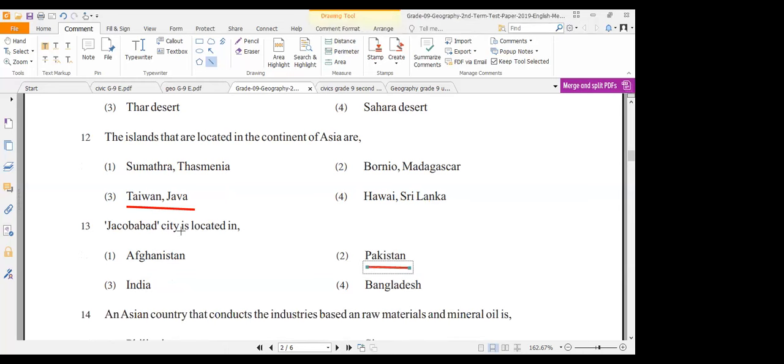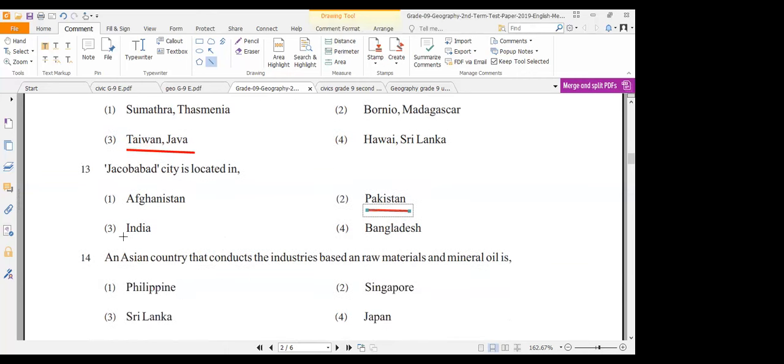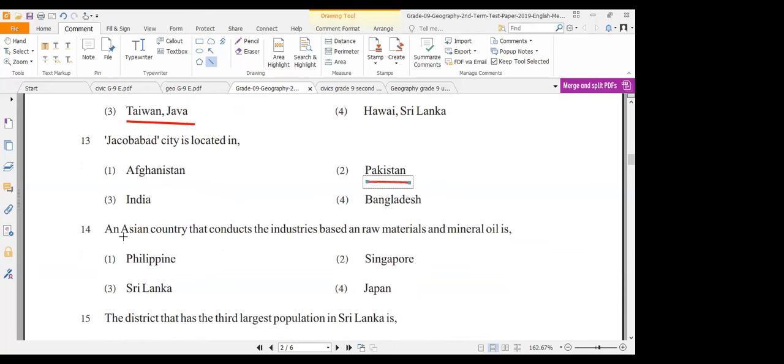Yes, the highest temperature is recorded from this city. Highest temperature. Right, Abhit, read next one. An Asian country that conducts the industries based on raw material and mineral oil is?